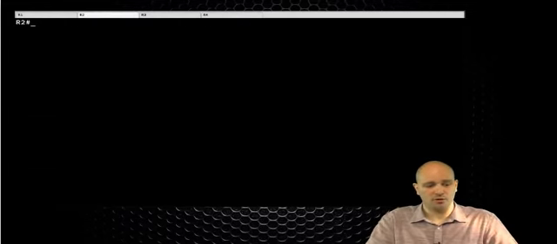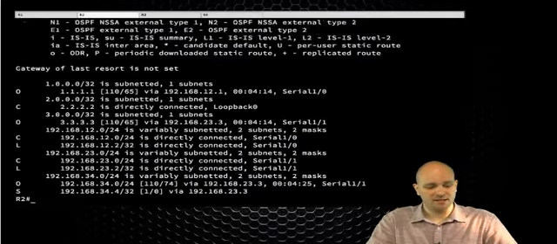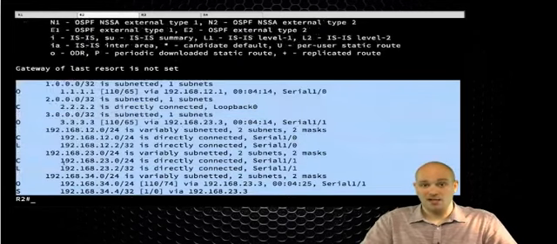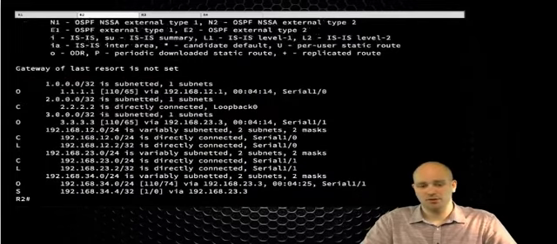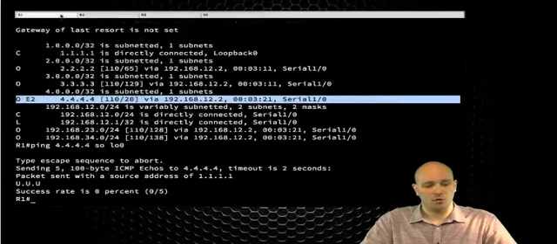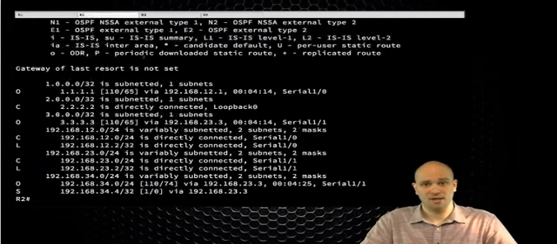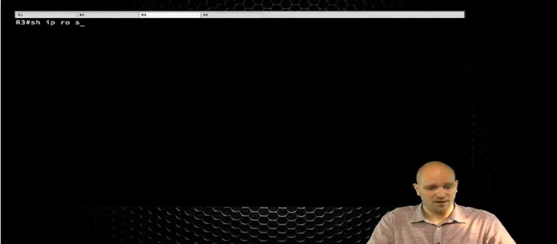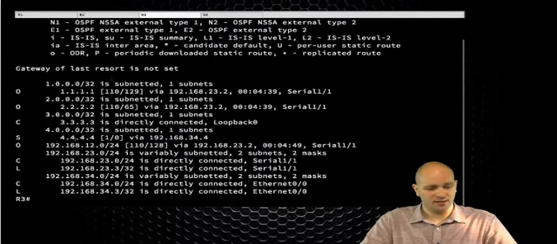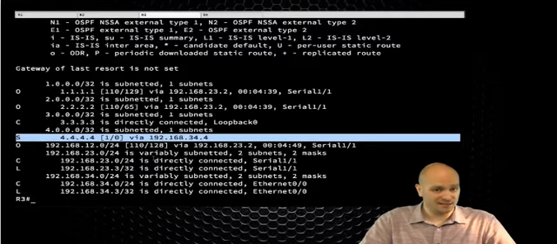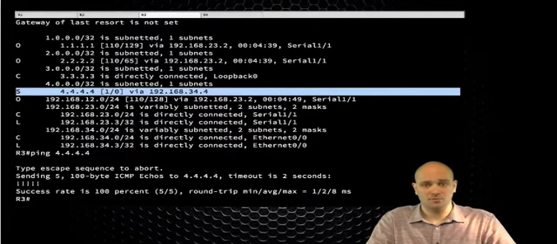So, moving onwards with our looking at what the problem could be, if I go to R2 and if I do show IP route, I can see here in R2's routing table, well, actually, I don't see it, but there is no route for R4's loopback. On R1, I have it in the routing table. On R2, I don't have it in the routing table. If I go to R3, and if I do show IP route, I can see that I do have the route in the routing table. It's a static route. And from R3, if I try to ping R4, it seems to be working.